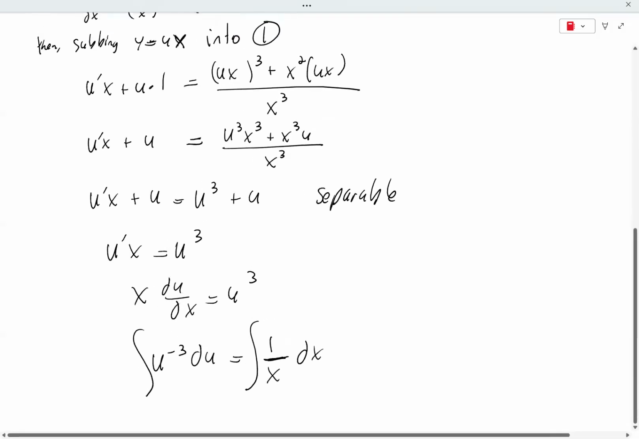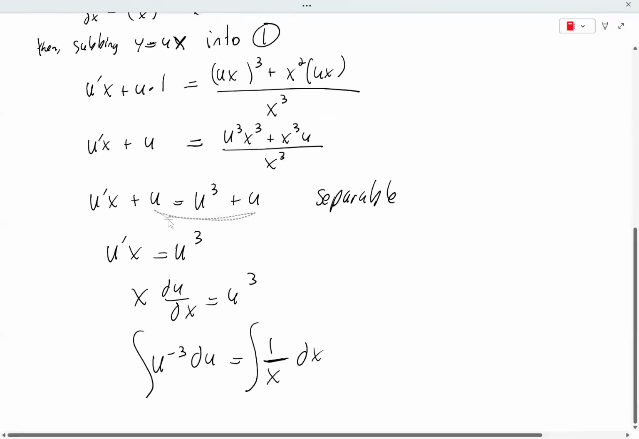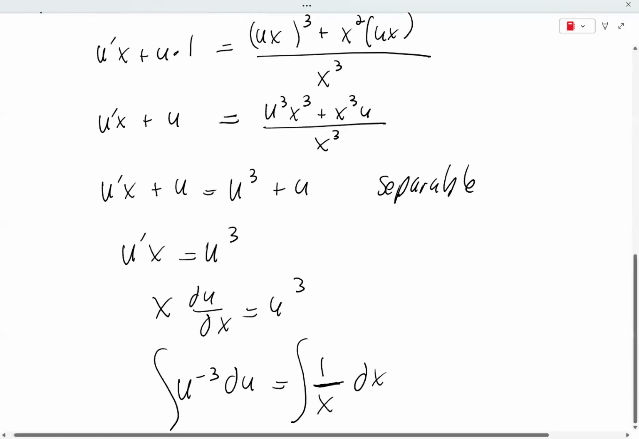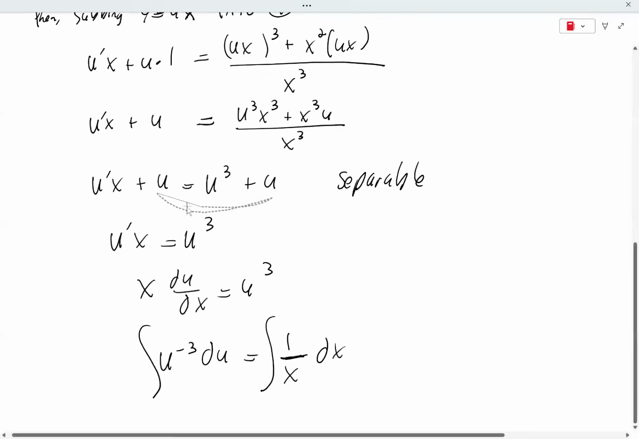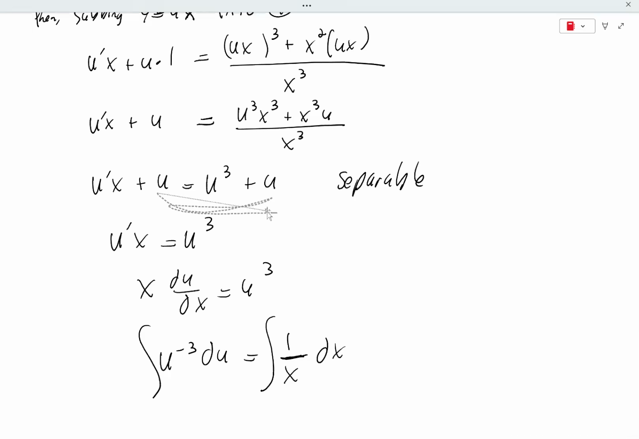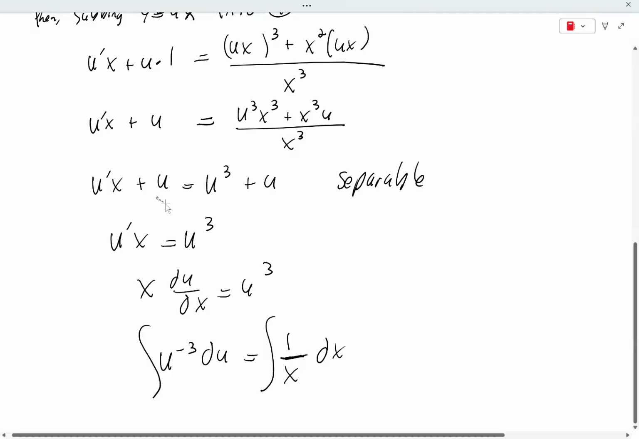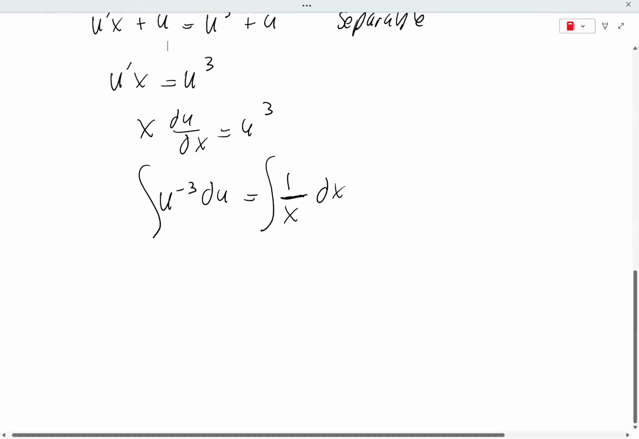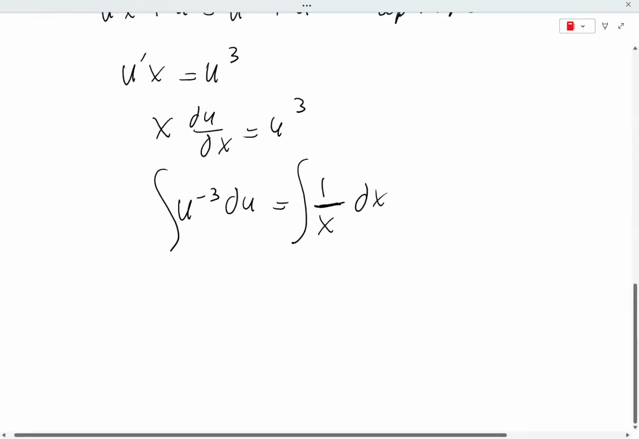Now, if these u's didn't cancel here, by the way, it could happen. It won't happen for us really here, but if these u's didn't cancel, it'd still be separable, but you'd have to do partial fractions. I don't remember from calculus 2, you have to do like a partial fraction thing. If there's still a u here, it'd still be separable, but you'd have to do partial fractions. But it's really nice that the u's cancel there. Anyway, here then, now you get this.